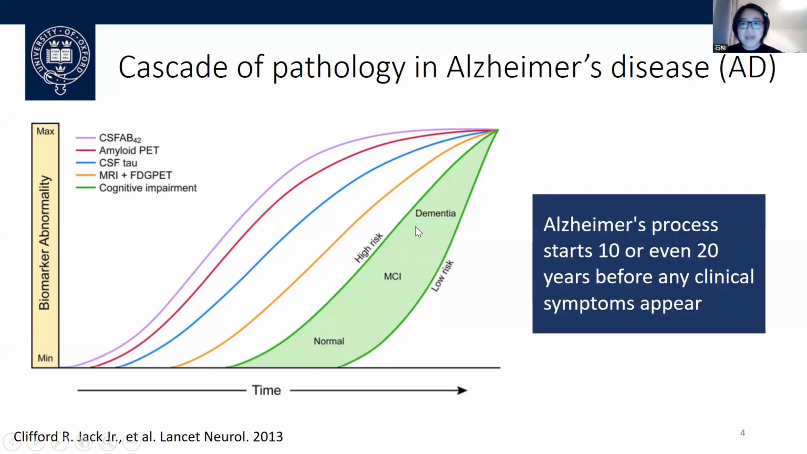From this figure, you can see that Alzheimer's pathology, including A-beta, tau, and neurodegeneration, happens 10 or even 20 years before clinical symptoms appear. This means that when a person complains about his or her memory, A-beta, tau, or neurodegeneration has happened much earlier than the clinical symptoms.